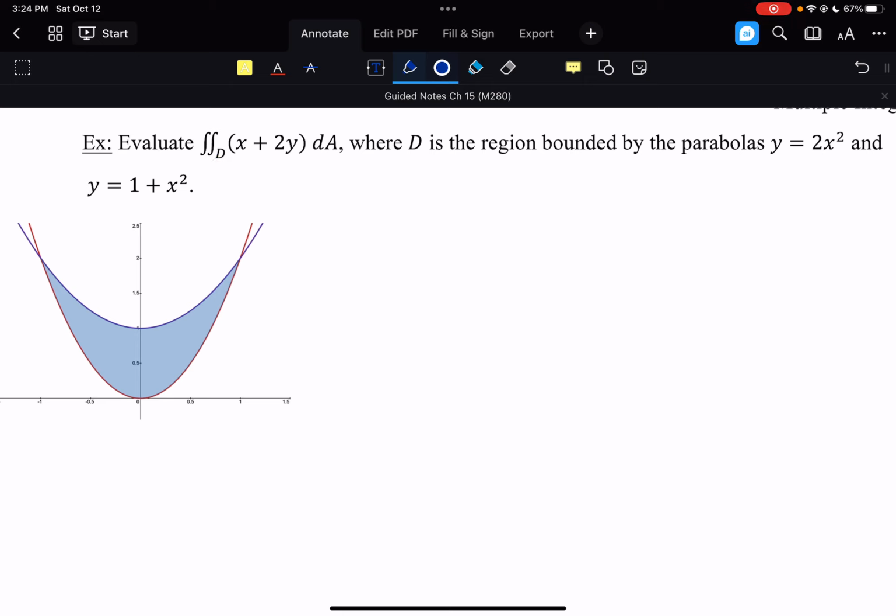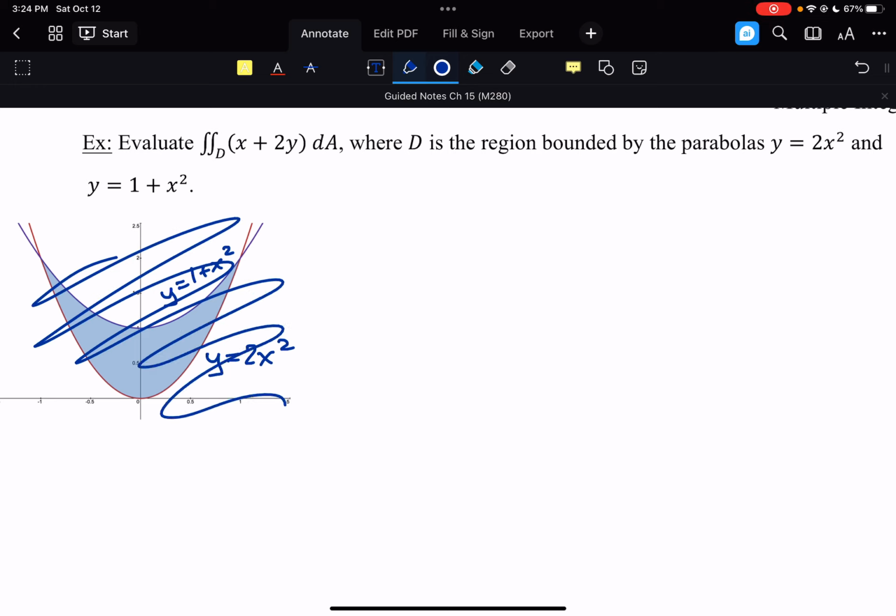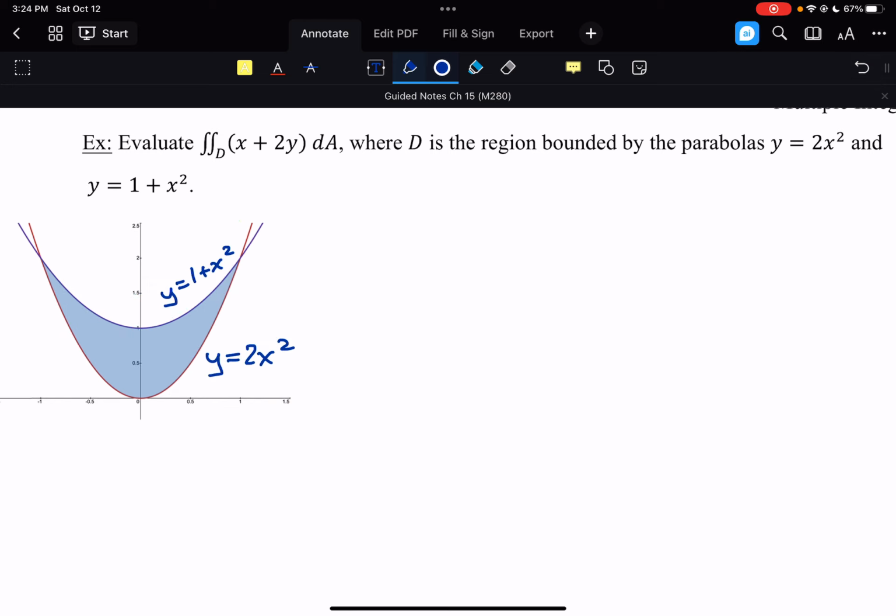Okay, so we need to figure out the order of integration here. Is it dx dy or dy dx? And then figure out where the bounds are going to go. So for these two functions, y equals 2x squared and y equals 1 plus x squared, we need to figure out which function is on top and which one's on bottom. Now, of course, when the graph is here, that's pretty easy for us to do, but imagine you didn't have this here. We would need to figure out which one is on top and which one is on bottom.